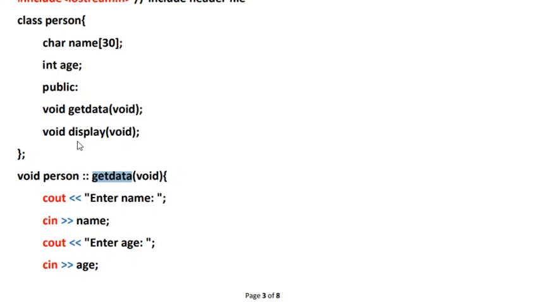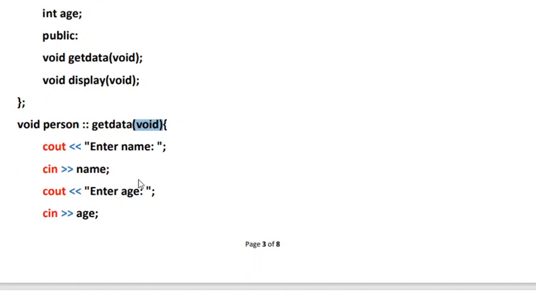So here, just see, the return type of getData is void. Person is the class name, then you have the scope resolution operator, and then you have the function name and the argument list. The argument list is void here. So this particular function is capable of reading data into the members of the class.